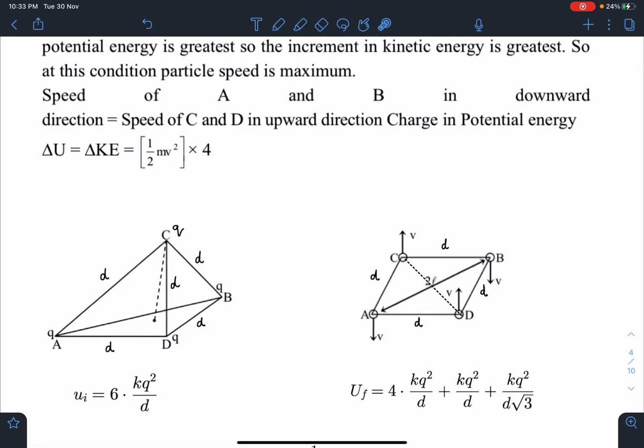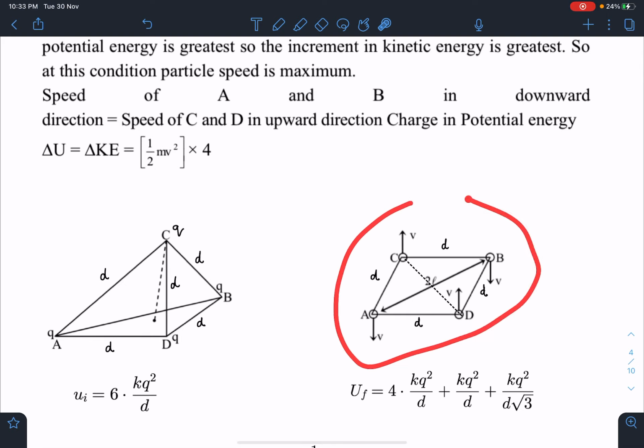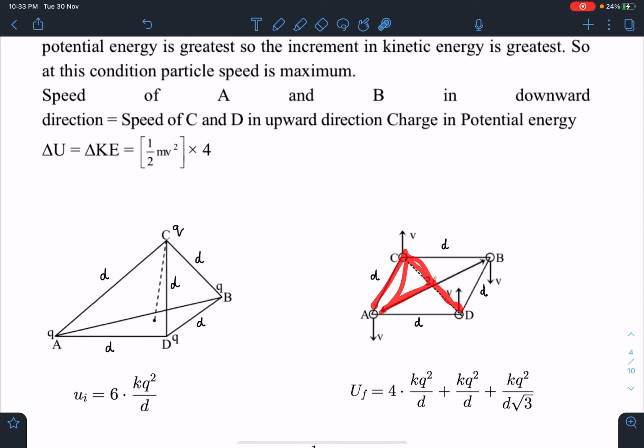And finally, when the situation is something like this in a plane, you can see this distance is d, but this is an equilateral triangle here, so this will become D root 3 by 2, and this is D root 3 by 2. So overall distance 2L, I can write it as D root 3. So for these pairs 1, 2, 3, 4, kq square by d will come, and this distance is also d, so kq square by d will come, but this distance is d root 3, so here potential energy will become kq square by d root 3.